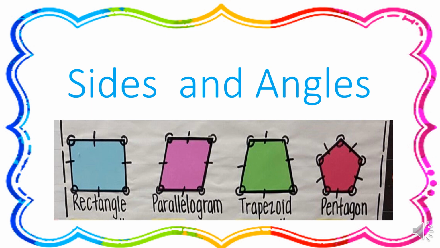Last time we studied four new two-dimensional shapes. You remember we studied the parallelogram, the trapezoid, the pentagon, and the hexagon. So today we will learn how many sides and angles each of these two-dimensional shapes has.